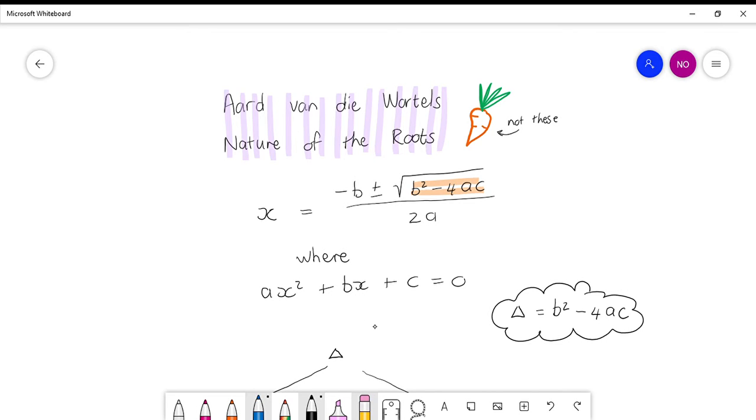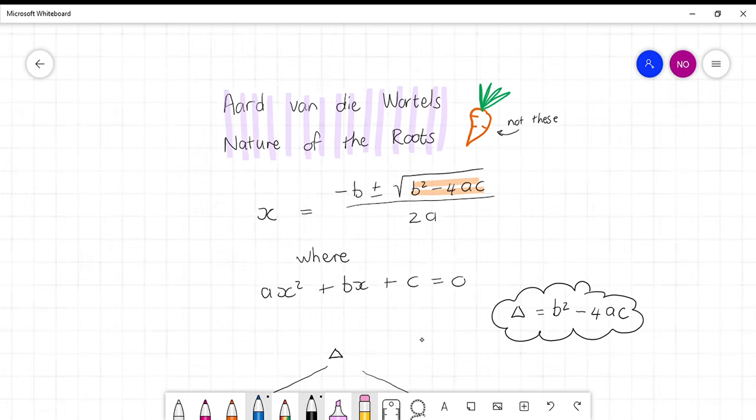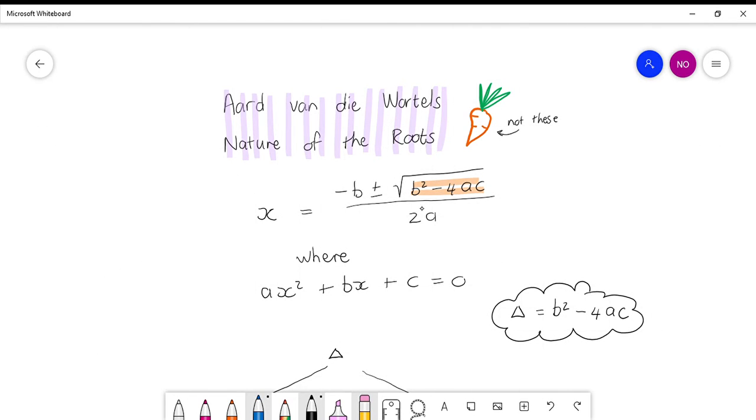Because once it is in its standard form, then you have a value for A, you have a value for B, and you have a value for C. Okay. But all of this is old news. So I'm going to work with this triangle from now on. But the triangle represents that thing under the surd. The B squared minus 4AC. Ons noem hom die discriminant, maar dit hoef julle nie te weet nie. Okay. You just have to know what calculation you have to do.